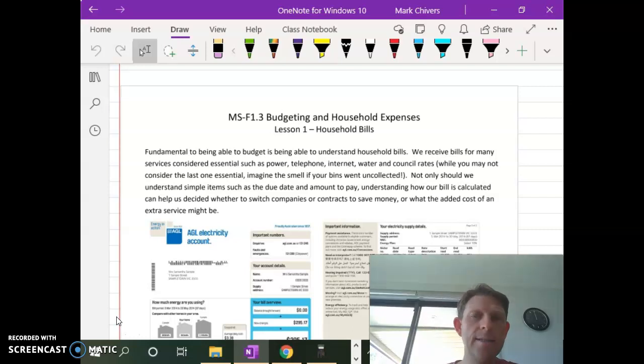So the first and the last lesson will talk a little bit about budgets and household bills, and the middle lessons will all sort of take a focus on motor vehicles, looking at those kinds of issues. But first up today, we're looking at household bills, and it's just that ability to understand the bills that you get and be able to read the information off them. Obviously, pretty hard to budget if we don't understand how our charges are being calculated.